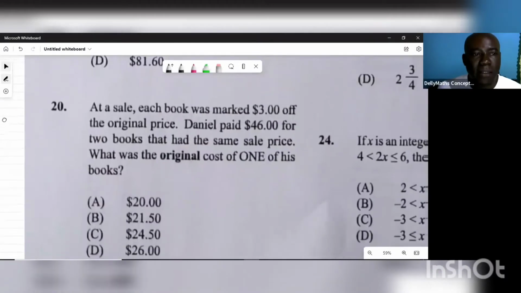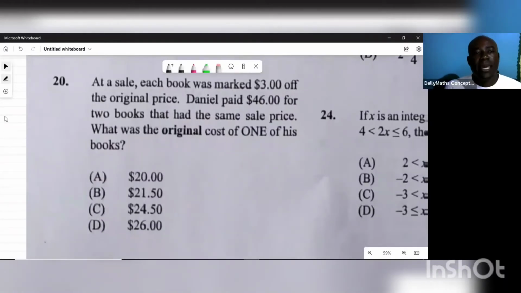Let's look at this other question. It says, at a sale, each book was marked $3 off the original price. All right, so it was marked $3 off the original price. Daniel paid $46 for 2 books that had the same price. All right. Now, what was the original cost for one of the books?